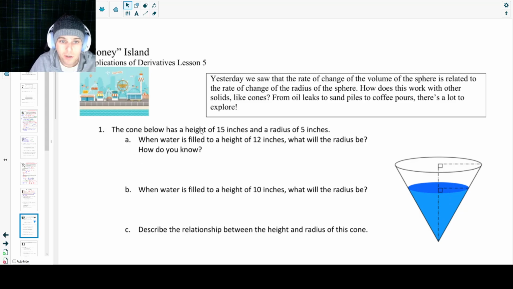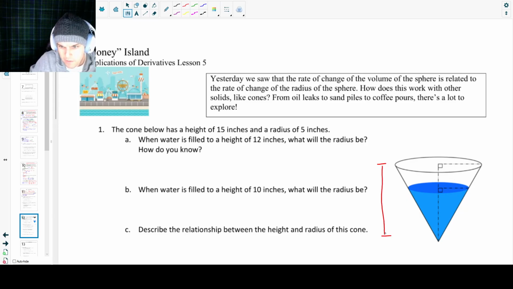The cone below has a height of 15 inches and a radius of 5. Let's go ahead and just label that on here. So we have a height of 15. So that is our height of this entire cone here, which is 15 inches. And we have this radius here, which is 5 inches. That's our R.